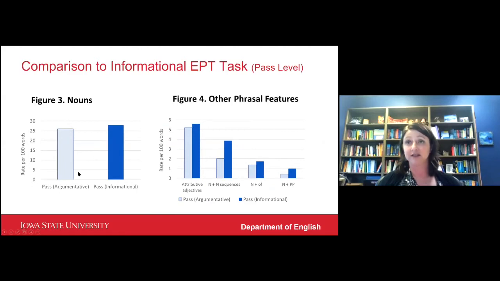So these graphs just look at the graduate students who passed the exam, and it compares that first set of learners who wrote the argumentative task and the second set of learners that wrote the informational task. And you can see that for these phrasal level features, so here's just the overall number of nouns. Here we've got all those other phrasal features, attributive adjectives, noun plus noun, noun plus of, and so on. And what you see is that we do see this increased use of those phrasal features in this context.